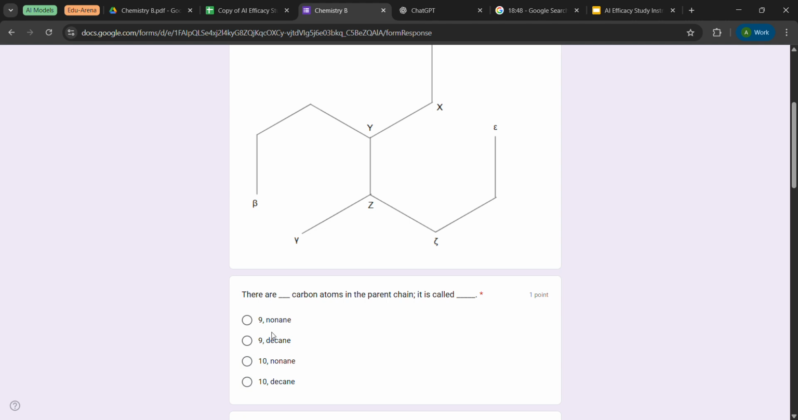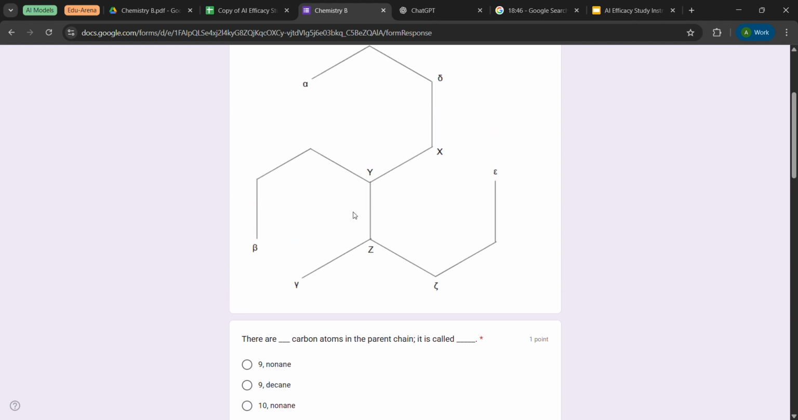Okay. And since it is all single bonded, the single bonded molecules are called ane. Dec is for 10, so I'm guessing the answer should be 9, non-ane.